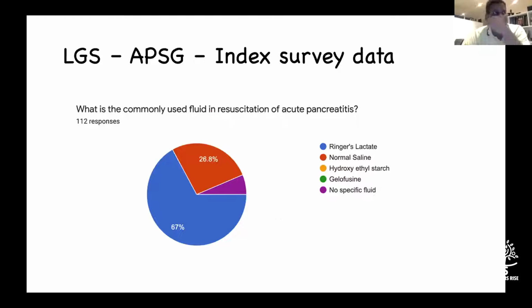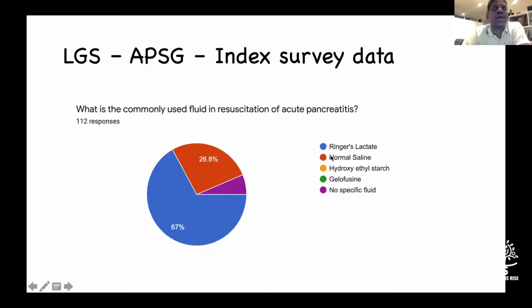In the last 10 days, we ran the LGS Acute Pancreatitis Study Group Index Survey. I wanted to share some of the data, and to encourage many more people to take it. We received a total of 112 responses, which is very minuscule compared to the number of members in the LGS group. I would have loved to see about 1,000 responses. We intended to shut it down today and then look at the data.